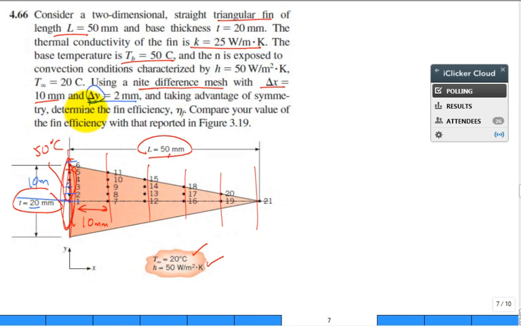Okay, so taking advantage of symmetry, determine the fin efficiency. Well, to calculate the fin efficiency, it's how much heat is transferred into the fluid off of the fin divided by how much would be transferred maximally as if every bit of the fin was at the base temperature. That's our basic equation for fin efficiency.